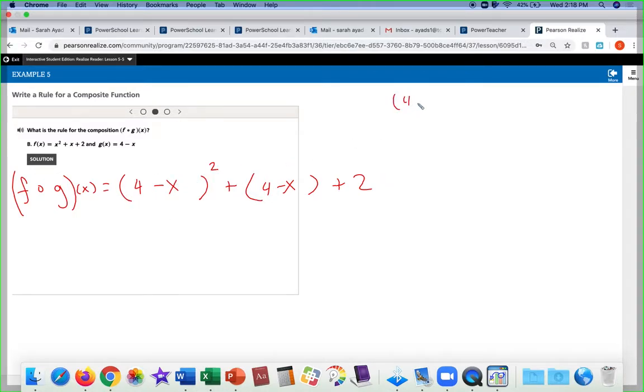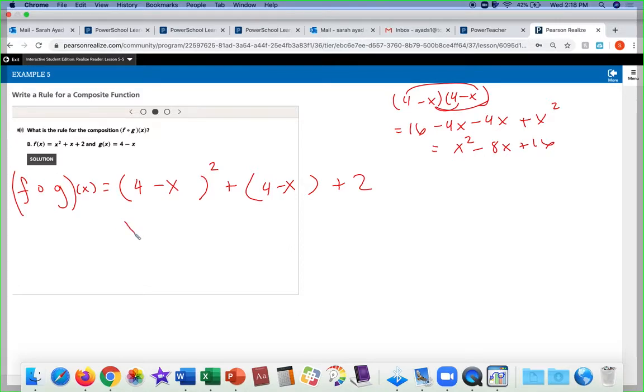On the side here, I'm going to write it out twice and FOIL. So 4 times 4 is 16. 4 times negative x, negative 4x. 4 times negative x again. And negative x times negative x, positive x squared. Clean this up. I'm going to put it in standard form. We have x squared minus 8x plus 16.